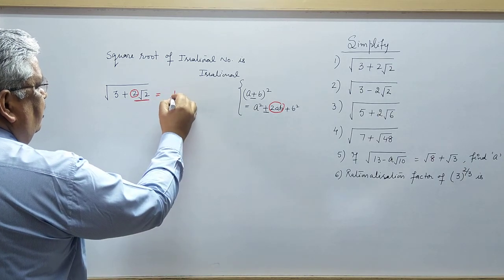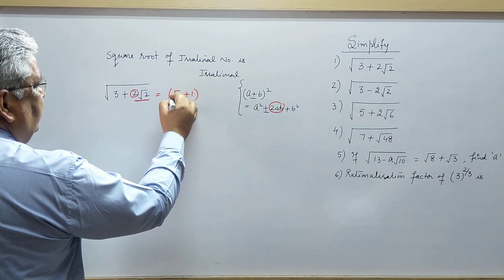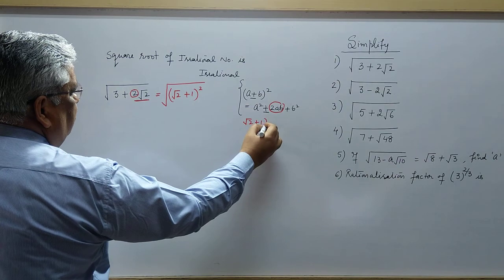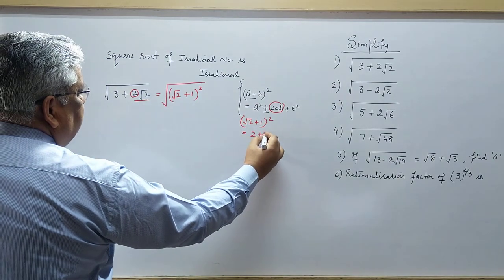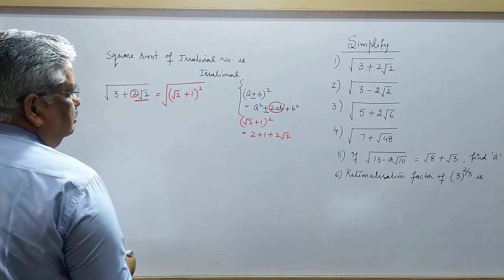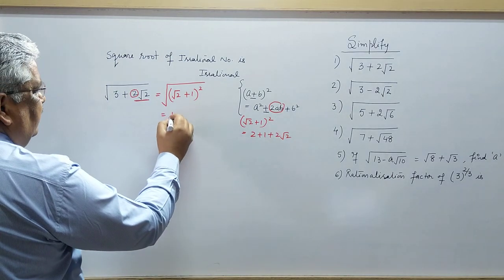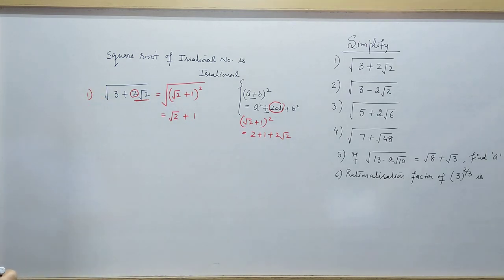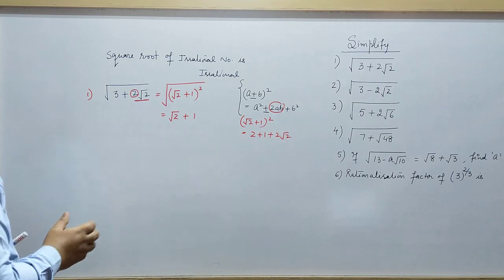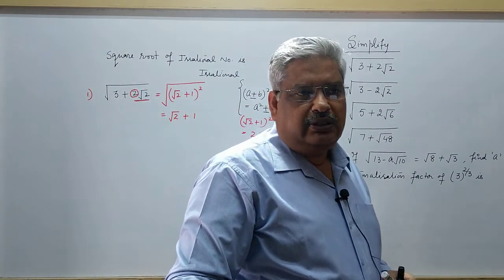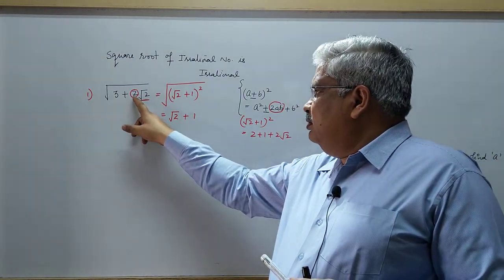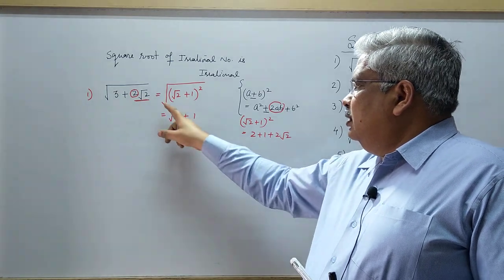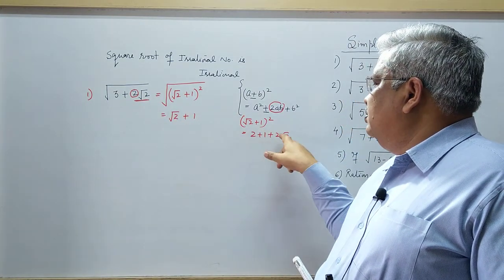It means if I write here root 2 plus 1 whole square and apply this formula in root 2 plus 1 whole square, you will get 2 plus 1 plus 2 root 2. And if we simplify that, it will become root 2 plus 1. This is your question number 1. Means you have to use the property a plus b whole square and try to note down this 2. And under root, the factors are root 2 and 1, because 2ab means root 2 into 1 is root 2.